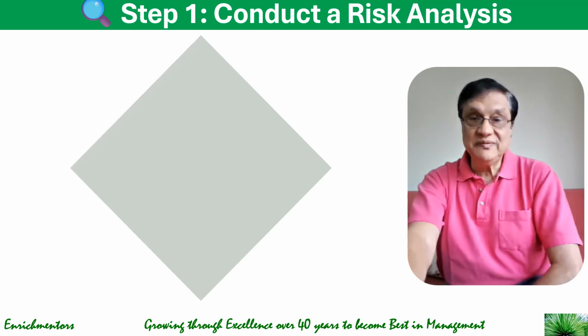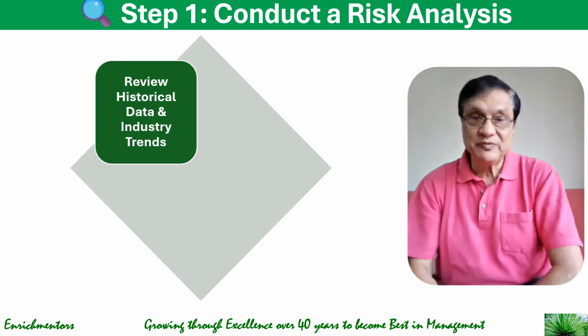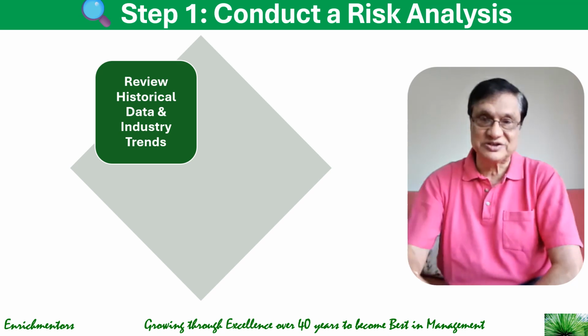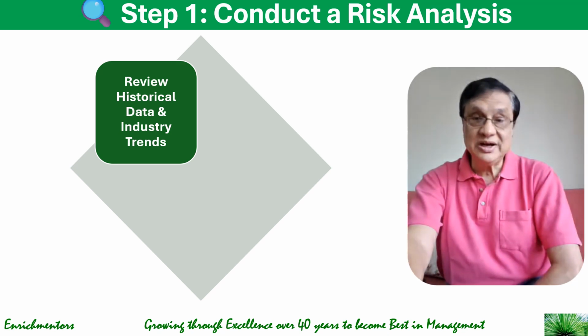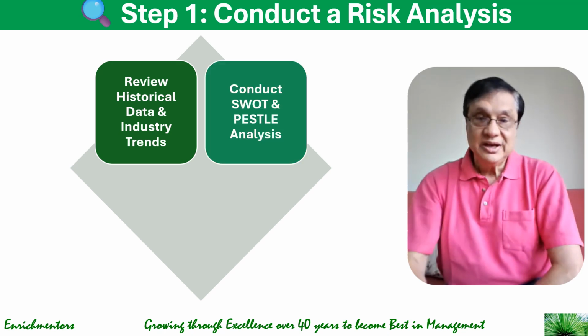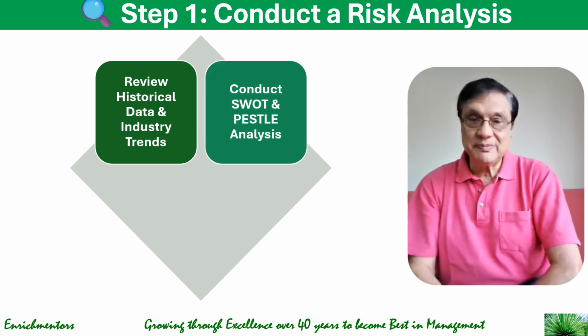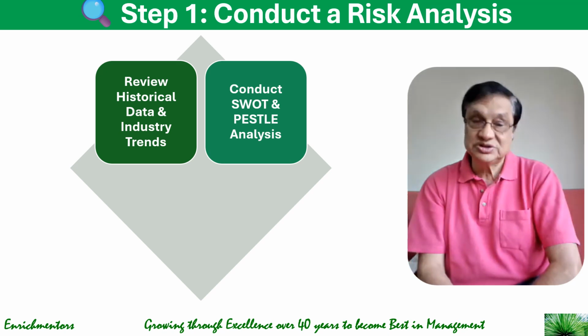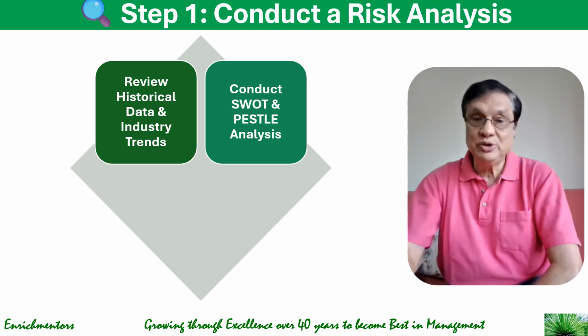First, you can review historical data and industry trends, where you analyze past crises your company or industry has faced, and study crisis case studies from competitors or similar businesses. Second, you can conduct SWOT and PESTEL analysis. Now, SWOT analysis, as you know, strengths, weaknesses, opportunities, and threats, can help you identify internal vulnerabilities, and that you do in a team. And the PESTEL analysis, which stands for political, economic, social, technological, legal, and environmental, can help you evaluate the external threats. And to do this, you sit with a team of knowledgeable people and do the analysis.